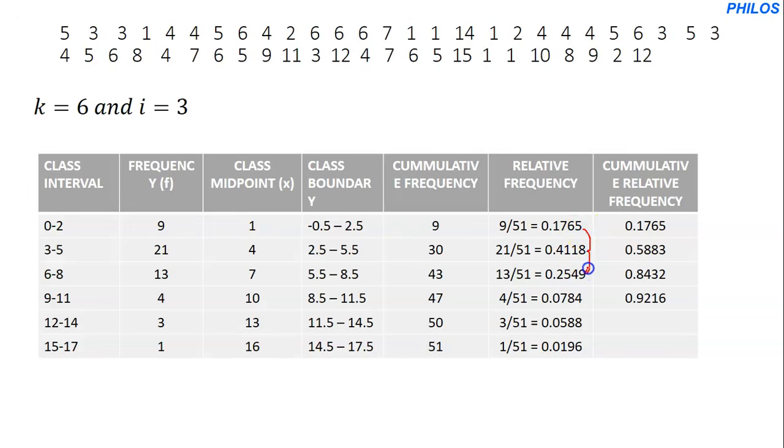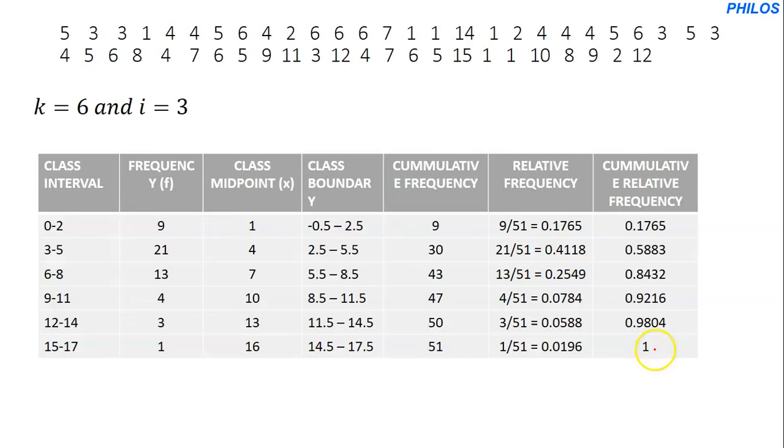To get a CRF of the fifth class, you say RF of first class plus that of second class plus third class plus fourth class plus fifth class, and that will give you the CRF of the fifth class. And then to get a CRF of the last class, you say RF of first class plus second class plus third class plus fourth class plus fifth class plus sixth class. Then you get this too.